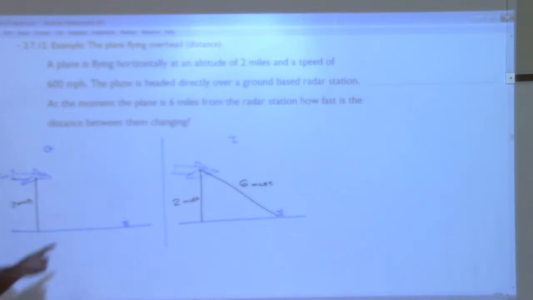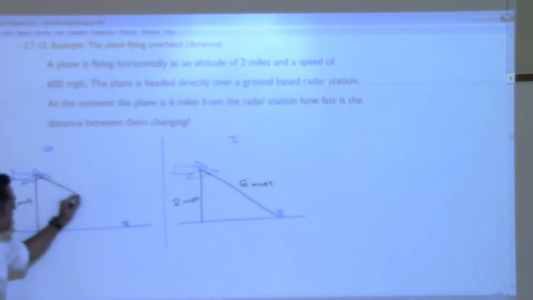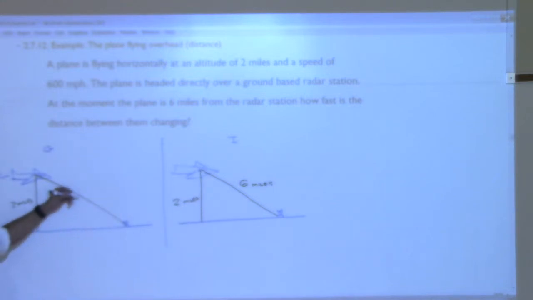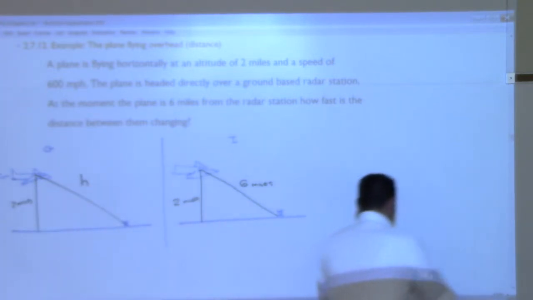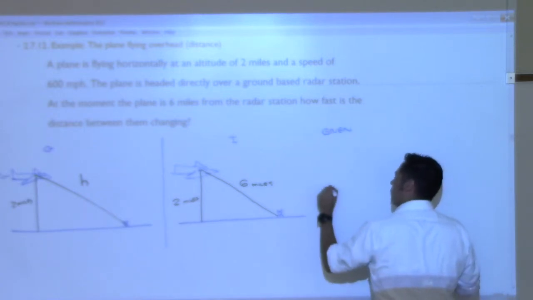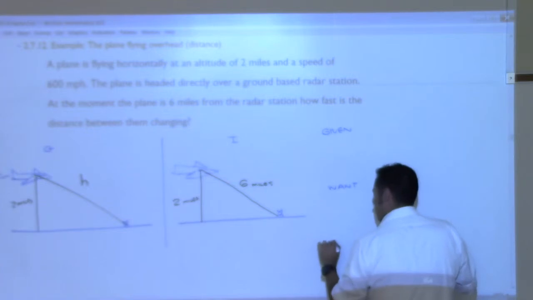Further, if I look at that picture and this picture and look at similarities, I know there is a distance from here to here, except here it's changing and there it's not. So I'm going to call this H for hypotenuse. Is that all right? Can you see the right triangle coming to life here? That's a hypotenuse. I should have put what I've given and what I want, and then the equation.